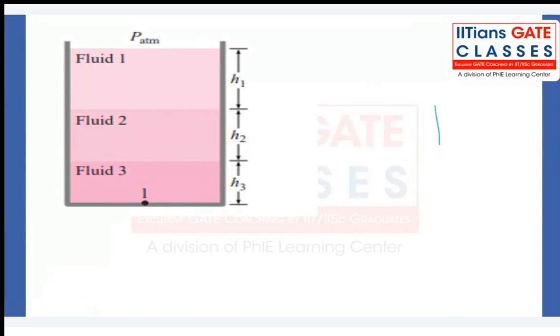In a particular tank, this is a 2D figure, but when you think of the 3D figure of that, there is a tank, something like this. In that tank, the liquid height will be there. But we do not have only one liquid, we can have multiple liquids also.